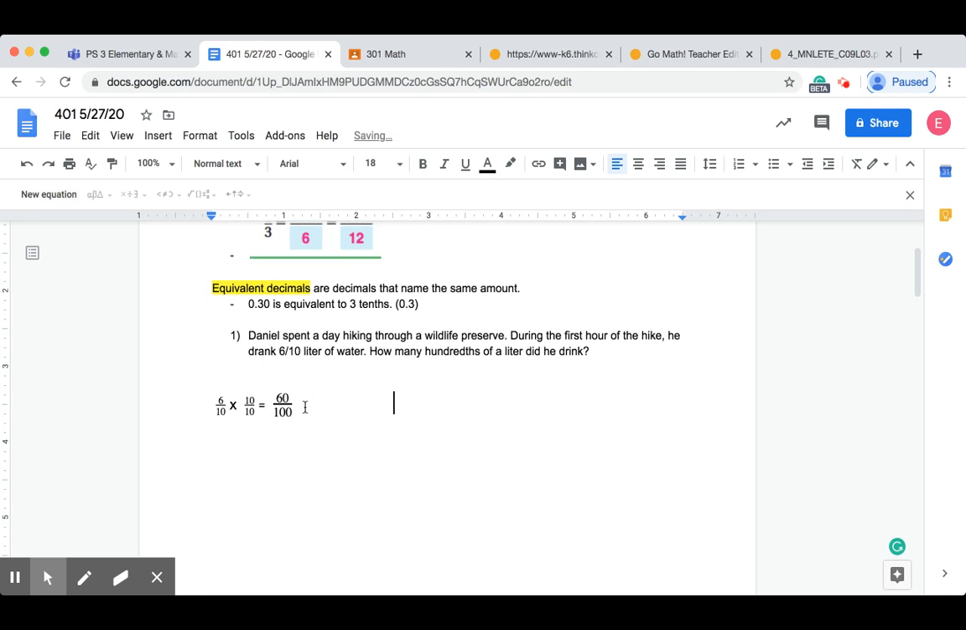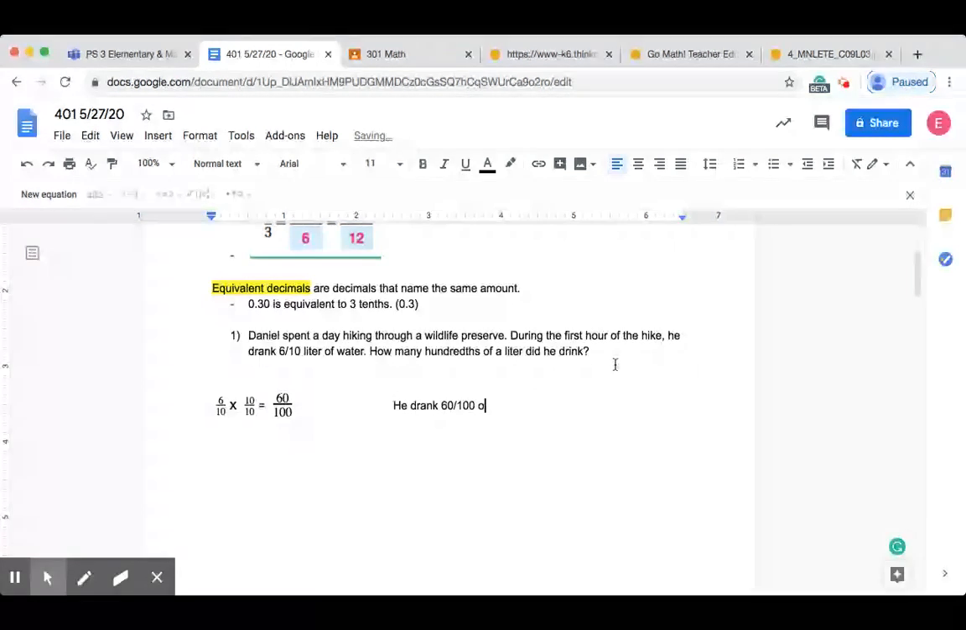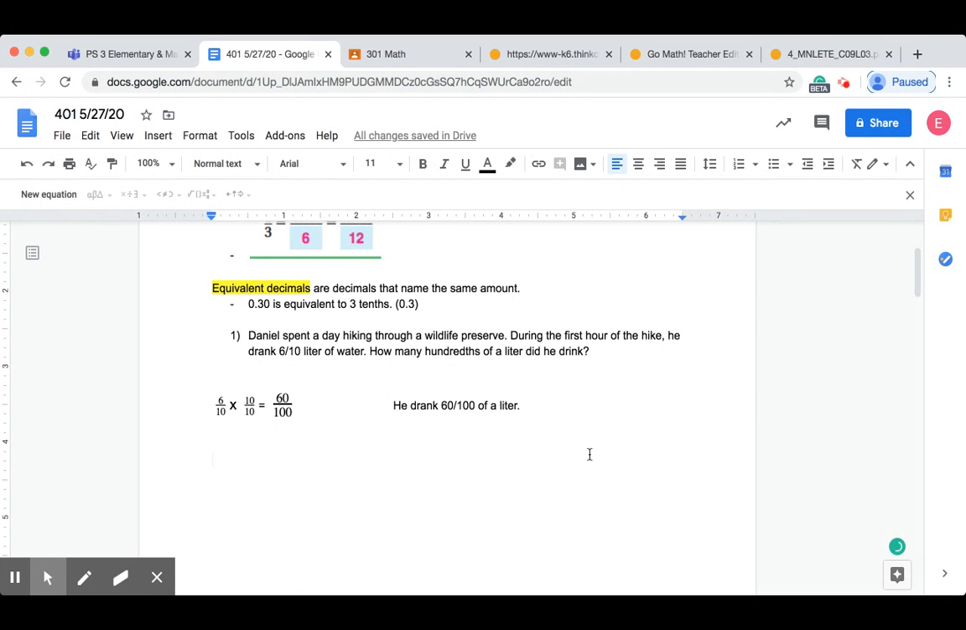And then I can write this in a nice response, a nice answer statement, because it was given to me as a question. How many hundredths of a liter did he drink? He drank 60 hundredths of a liter. So for this question, I had to convert tenths to hundredths in a fraction. And the way that we did that was by changing our denominator. And whatever you do to the denominator, you must do to the numerator.